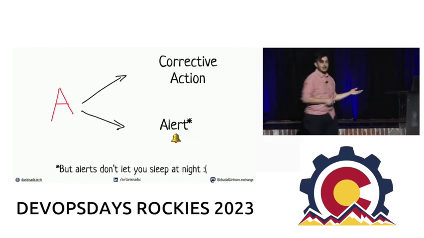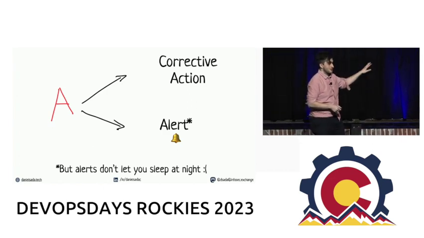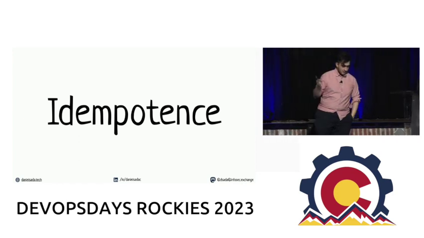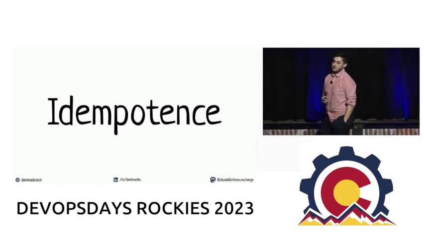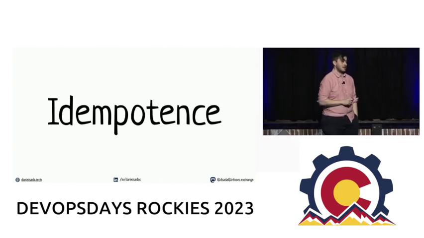You can also set alerts, but alerts don't let you sleep at night and require manual intervention, so we don't like them. And then we're going to talk about the last point here, which is idempotence. And I think this is the most important point, and it's the hardest to get right.